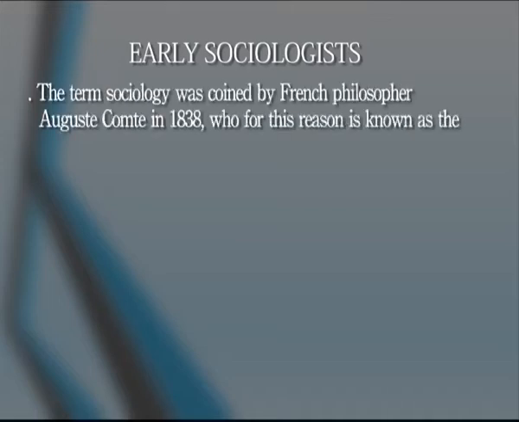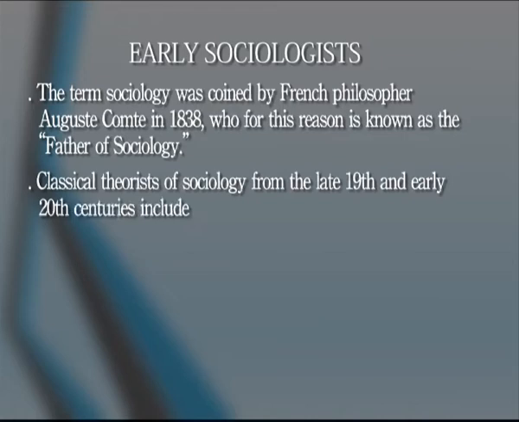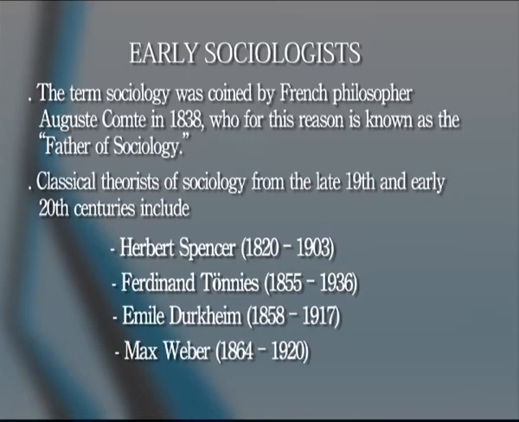Now, this obviously attracted the attention of the early sociologists, and as you already know, Auguste Comte in 1838 was for the first time coining the term sociology. The classic theorists of sociology from the late 19th to the early 20th century include Herbert Spencer, Ferdinand Tonies, Emile Durkheim and Max Weber. So, that means early sociologists were to be found in England, that is Herbert Spencer, Germany, that is Max Weber and Ferdinand Tonies, and Emile Durkheim, who was a Frenchman, and even Auguste Comte was a Frenchman.